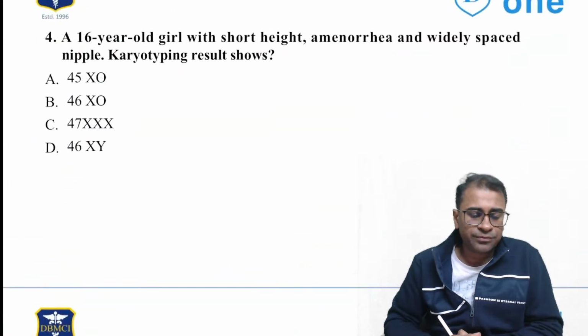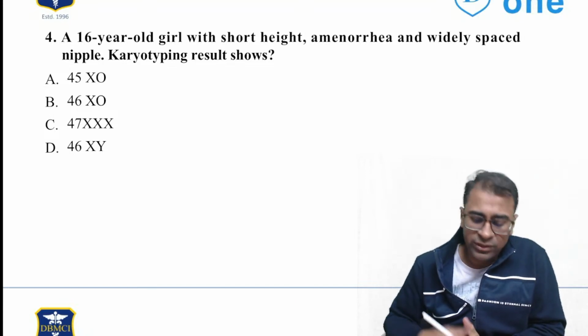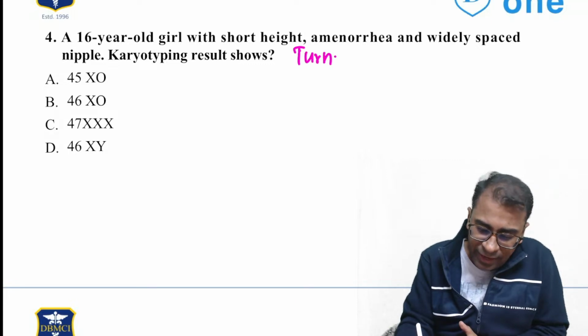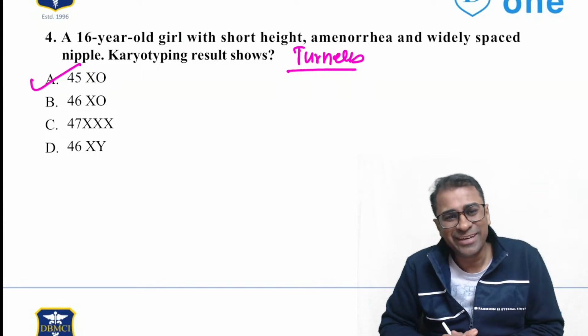Question number 4. A 16-year-old girl with short stature and amenorrhea. What is it? Yes, it's Turner syndrome. And what is Turner? 45XO is Turner. Okay?